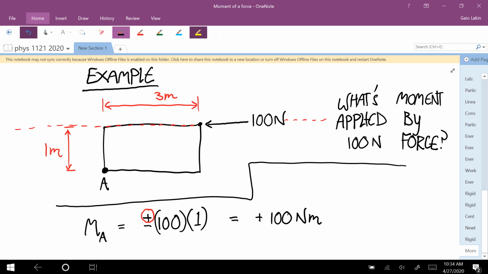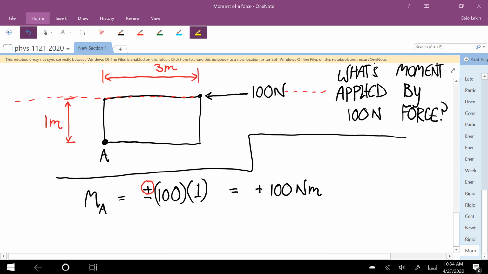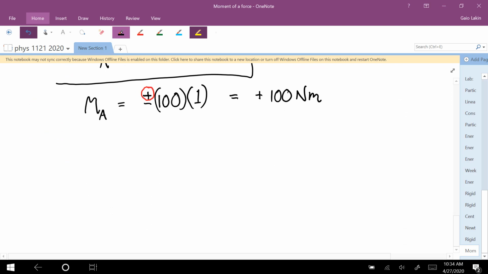Okay, let's do one more calculation because if you look back at the rotational version of Newton's second law, we didn't just have single forces, we had net forces. So let's do one where we have a body and there are several forces applied to it, and we want to calculate the net moment.